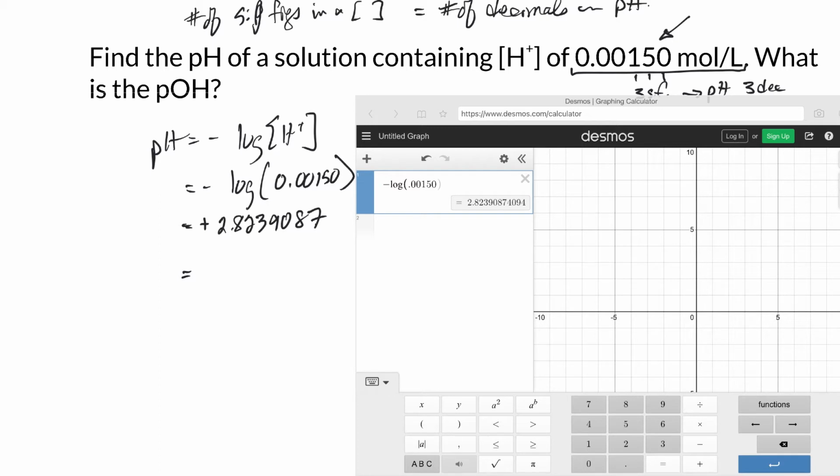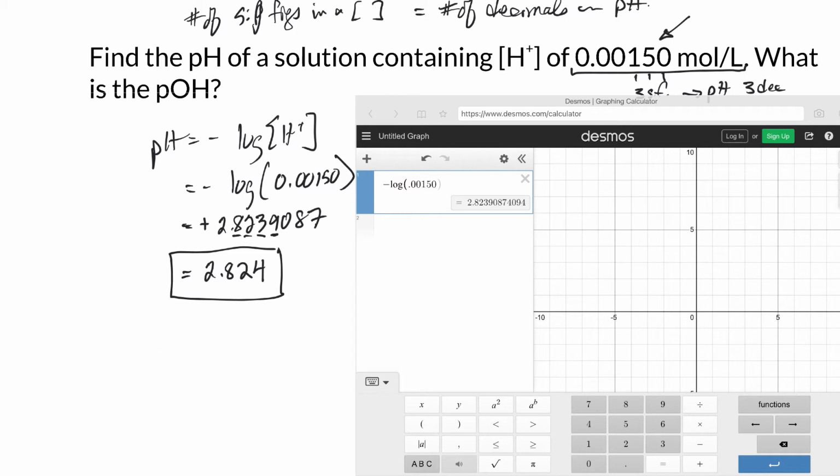So to do sig figs, here in the question I've got 3 sig figs. So in my pH I need 3 decimal points. There, there, and there. So it'll be 2.82, and because this one's bigger than 5, this one bumps to a 4. So that'll be correct sig figs for the pH.